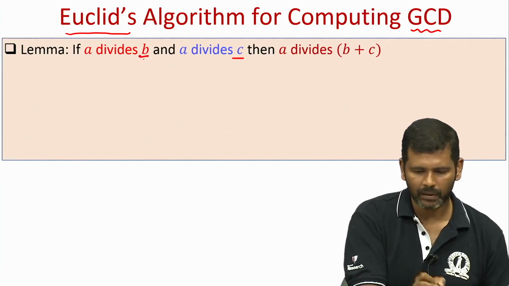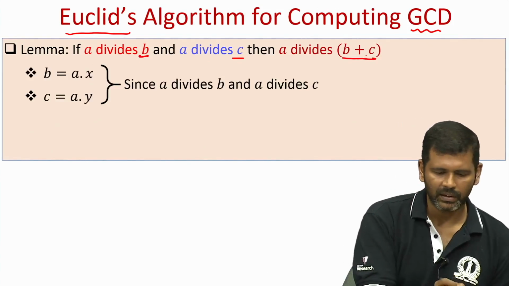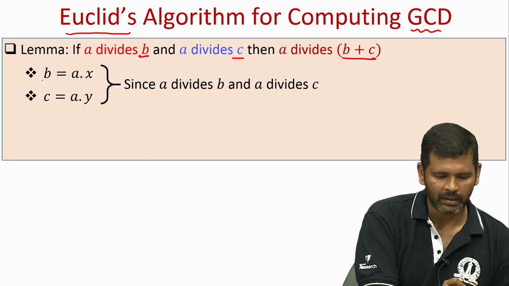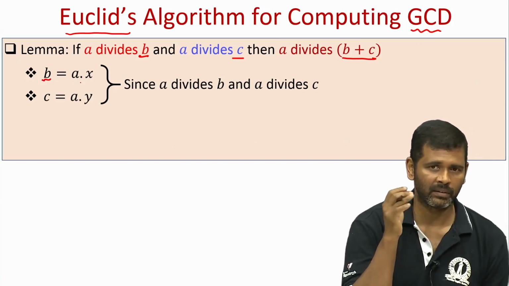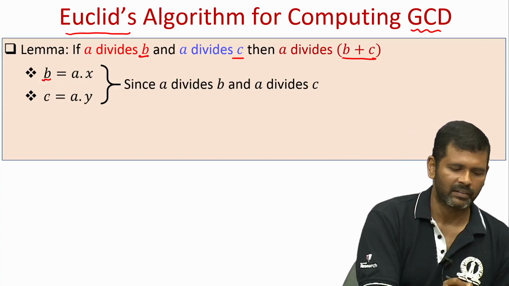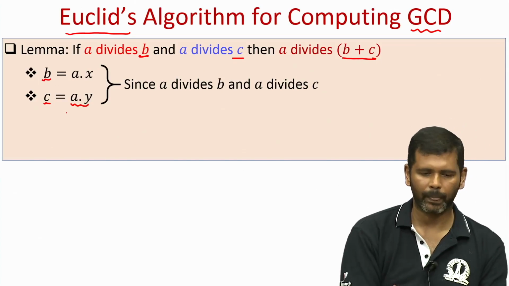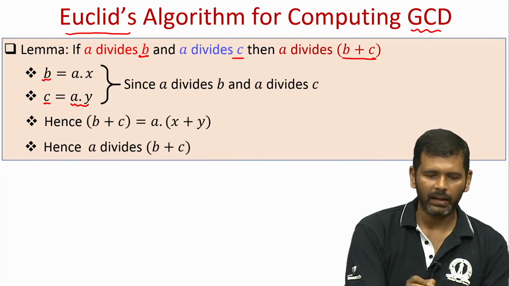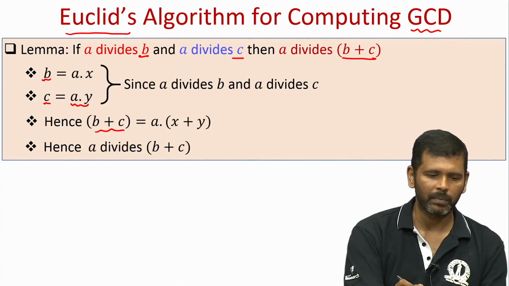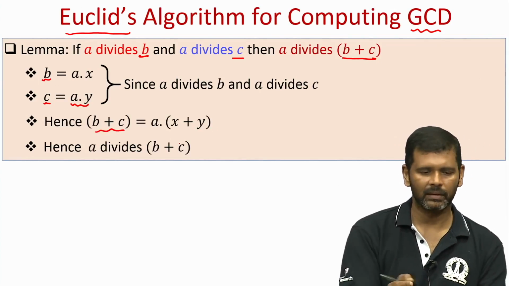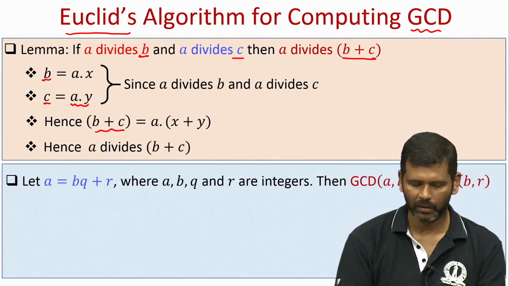and if the same number A divides C, then A divides B plus C, and it is very simple to prove. Since A divides B, I can write B as A times x, where x is the quotient and the remainder is 0, and C is divisible by A, so I can say C is some y times A. Now, what can I say about B plus C? B plus C is the same as x plus y times A, and hence B plus C is completely divisible by A.